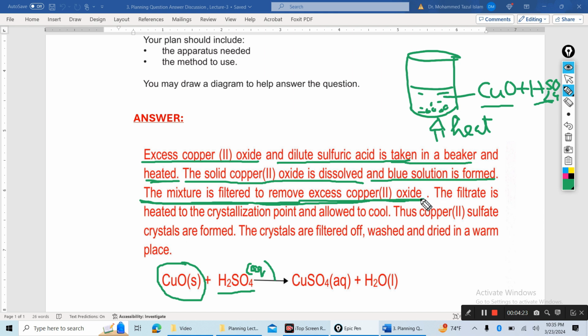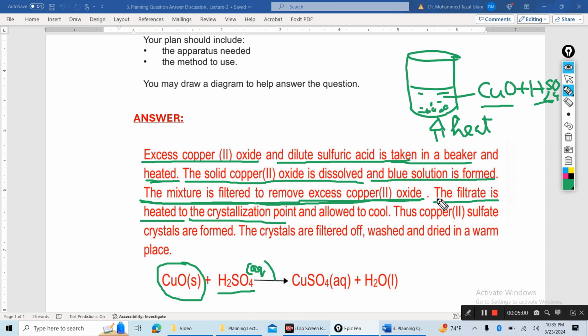Then what will you do? Then the filtrate is heated to the crystallization point. The filtrate, I mean the clear blue solution, you will heat, and for how long will you heat? When you see crystals start to form, then you stop heating. Crystallization point means the point where crystals start to form.